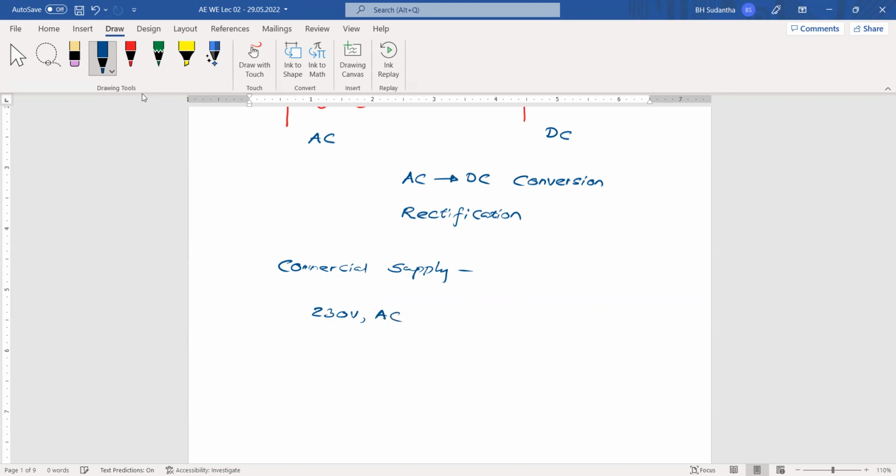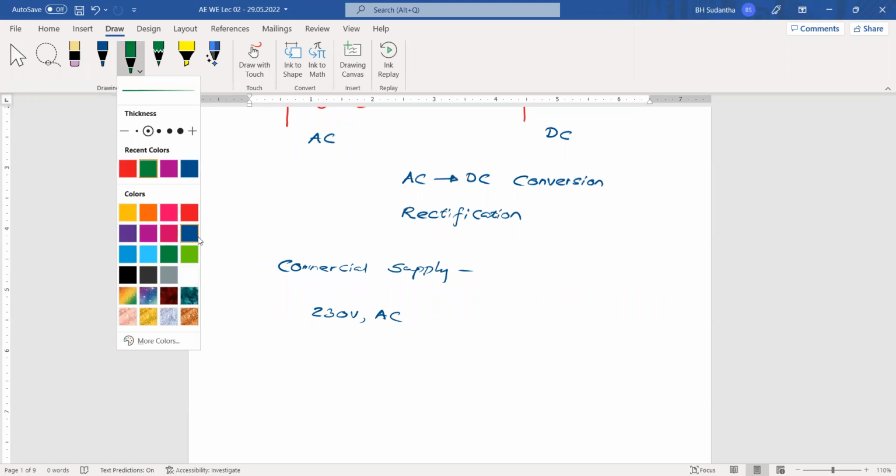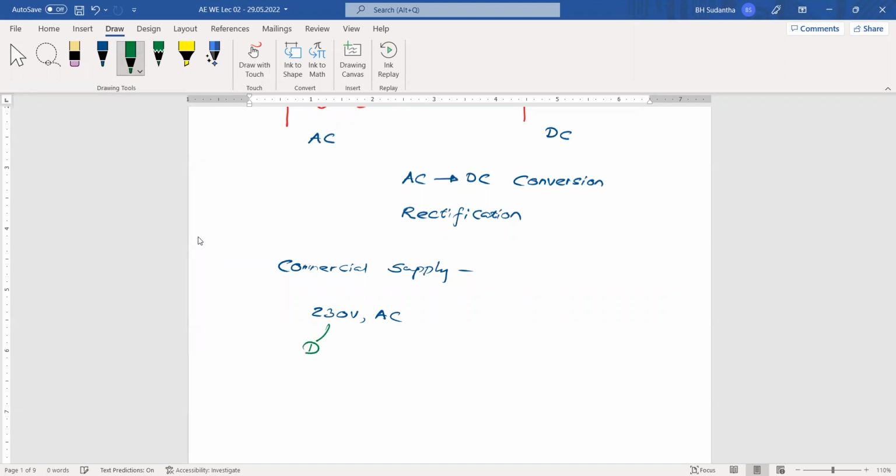Then we have 230 volt AC voltage we are receiving at our homes from the outside. Okay, but this voltage is a huge voltage. One is this is huge voltage. The other one is this is AC. First point is this is high voltage. Second point, this is AC one.